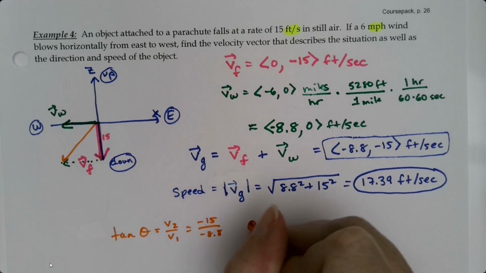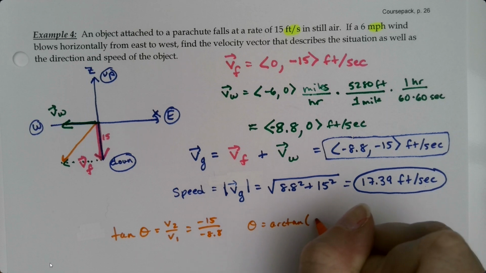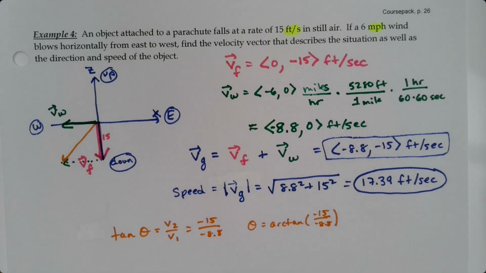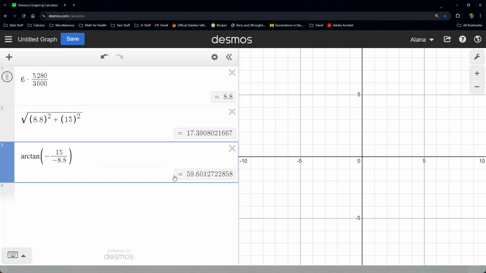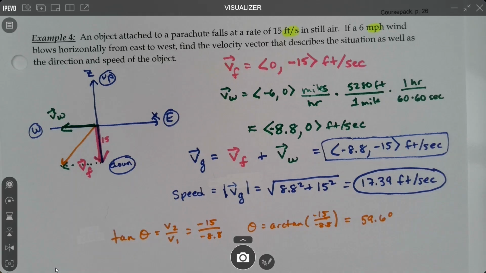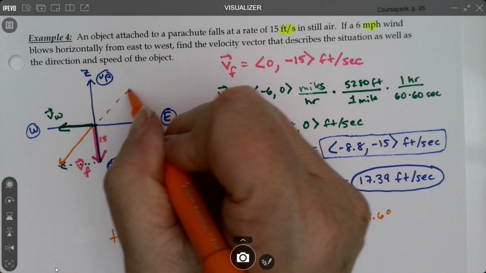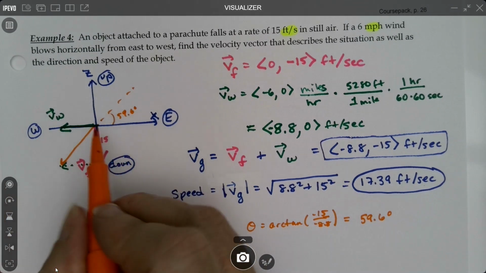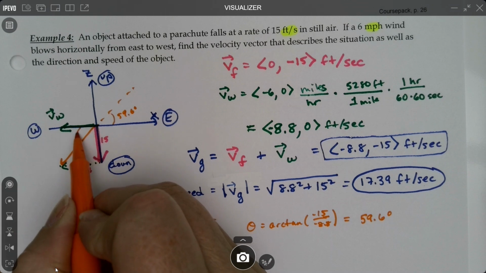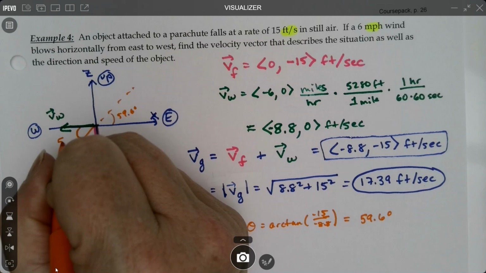So the reference angle is the arctangent of negative 15 over negative 8.8, but that's not going to be the angle. It's just going to help us get to the angle. All right, so I'm going to take the arctangent of negative 15 divided by negative 8.8, and we get 59.6 degrees. Okay, 59.6 degrees is over here. It's on this side. And so you can see, because of geometry class, that this angle here is 59.6 degrees.